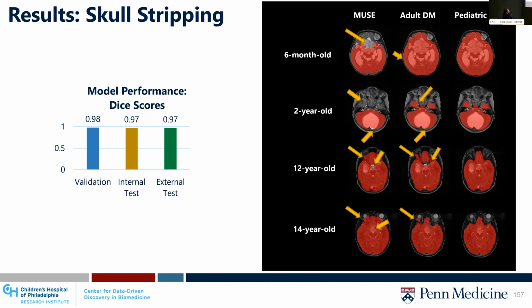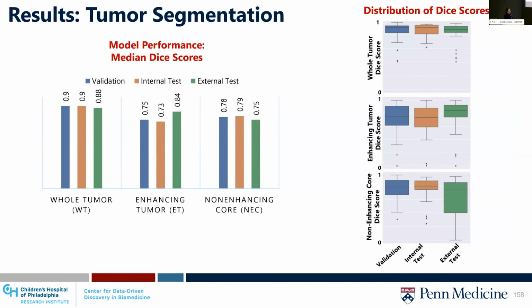And here I have shown a few examples of two methods for skull stripping that are developed for adult brain tumors across different age groups. And they usually tend to undersegment or oversegment the brain tissue in pediatric brain tumors. But our model consistently performs accurately for patients with different ages.